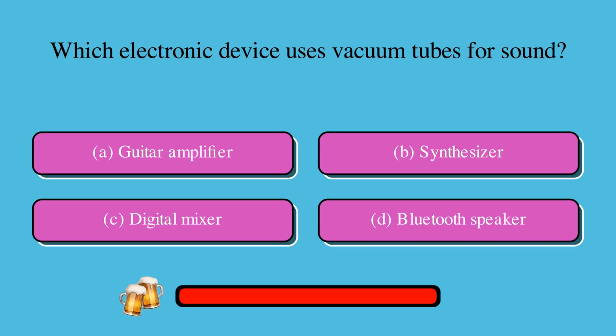Which electronic device uses vacuum tubes for sound? Is it A, guitar amplifier, B, synthesizer, C, digital mixer, or D, Bluetooth speaker? The correct answer is A, guitar amplifier.